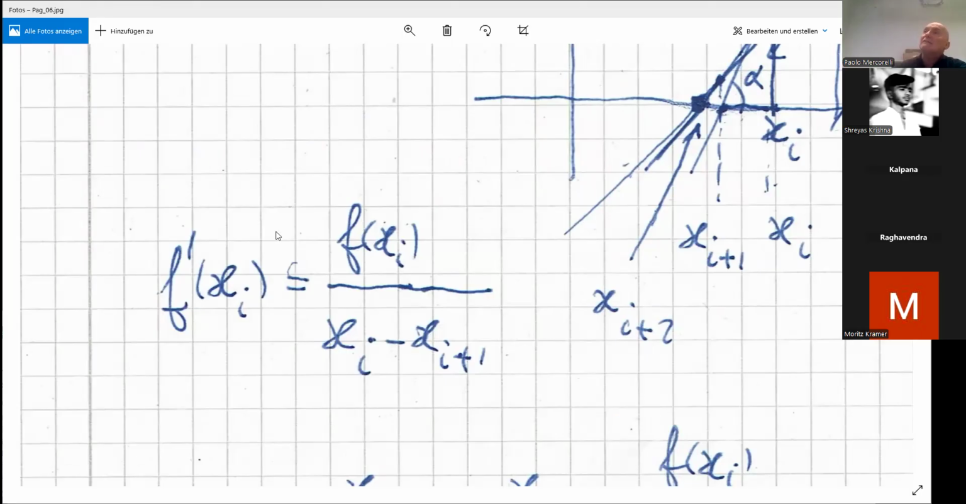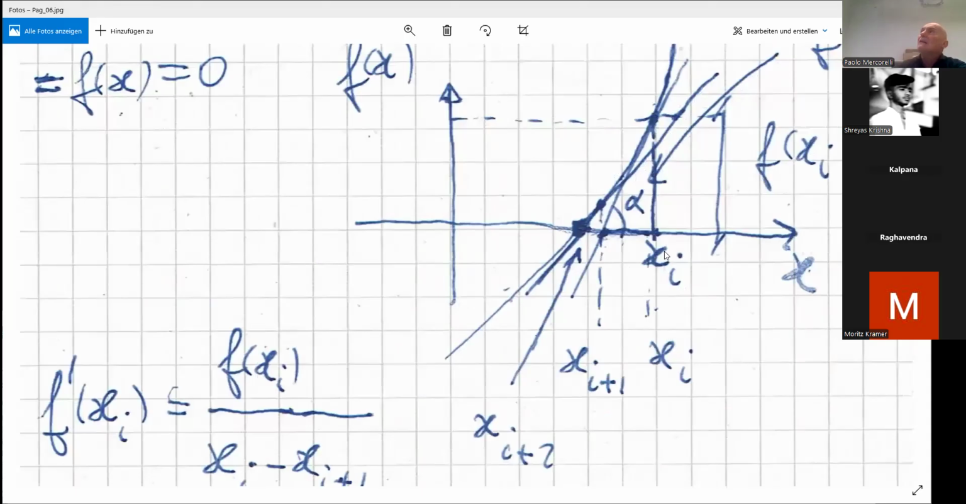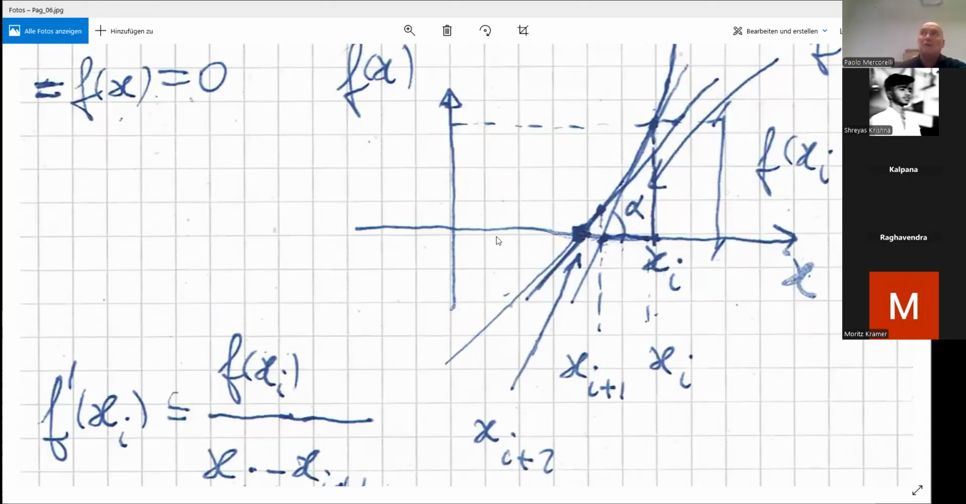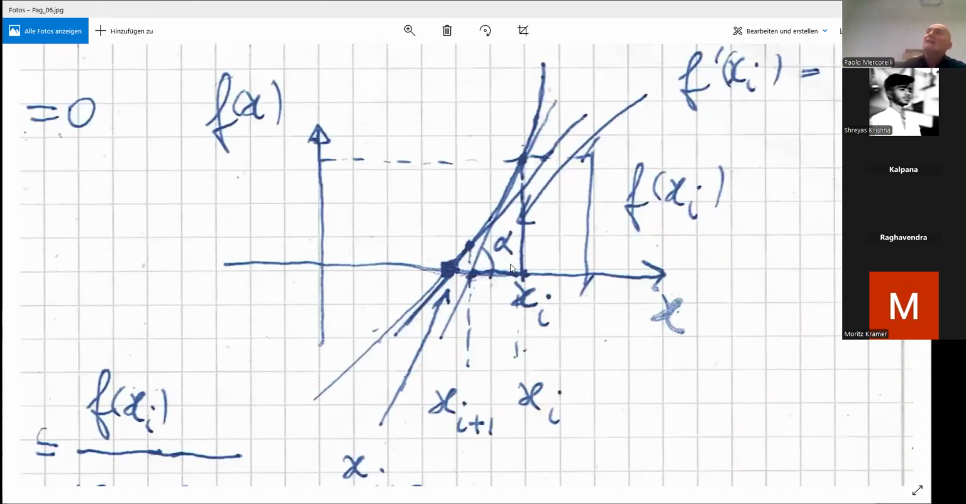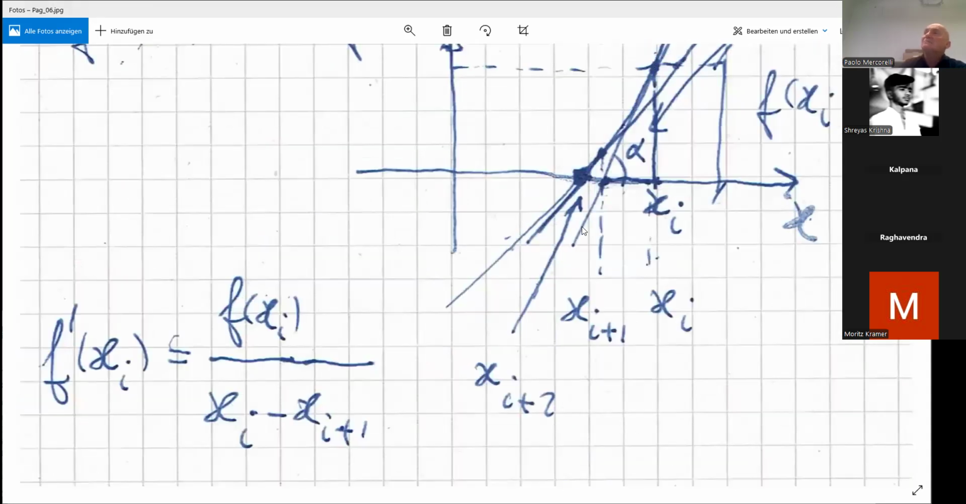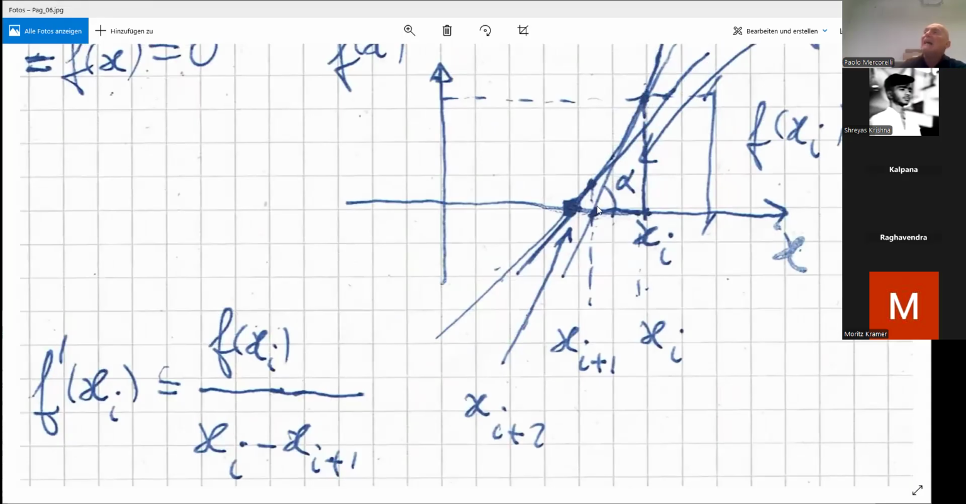This is the approximation of the derivative. Why? I start from a point, it doesn't matter if left or right. Let me consider right, but we don't lose generality. F of xi is this distance here, divided by xi minus xi plus 1, in which xi plus 1 represents the point where the tangent at the point xi, f of xi, is calculated, which is exactly this.